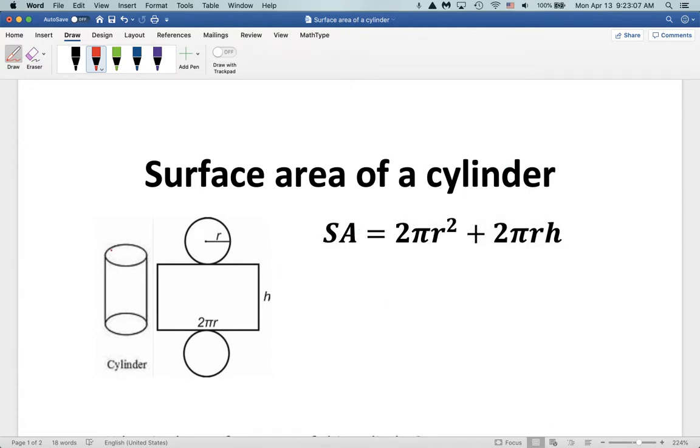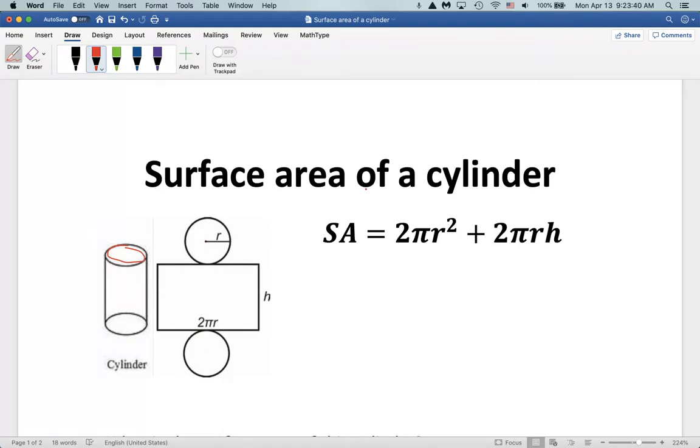Surface area, the first thing I want to emphasize is a cylinder, again, looks like kind of a can, right? It has two circular bases, the top of the can and the bottom of the can. And then it has the side, which if you were to cut open the can and lay it out, is like a rectangle that's been rolled into a tube.